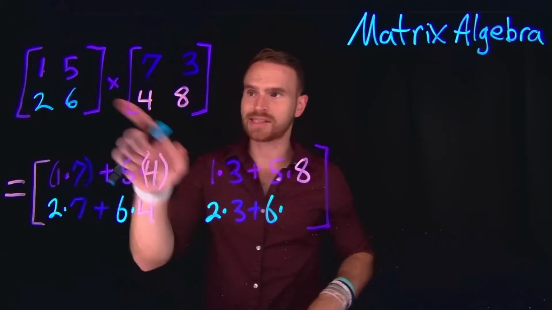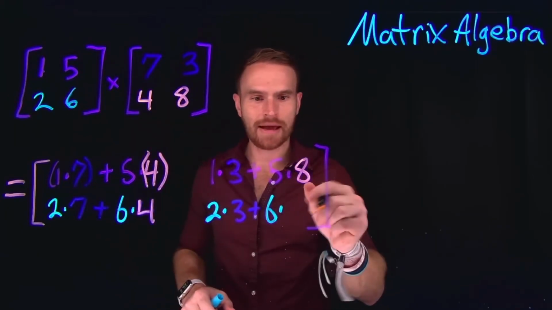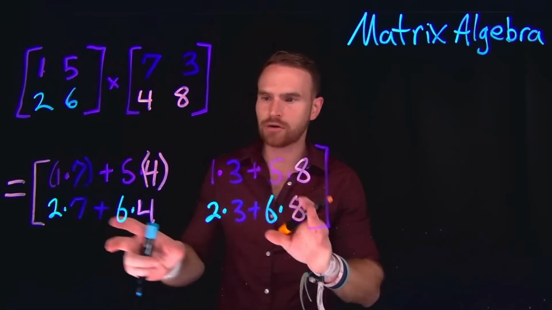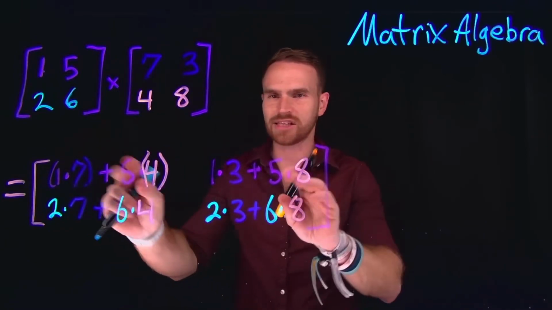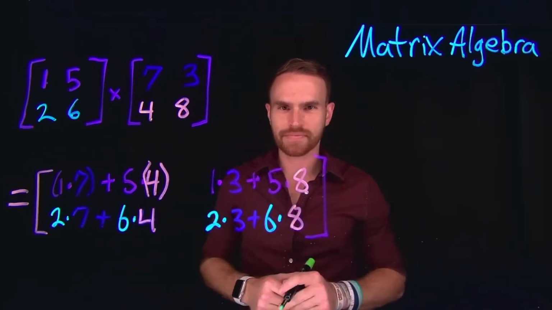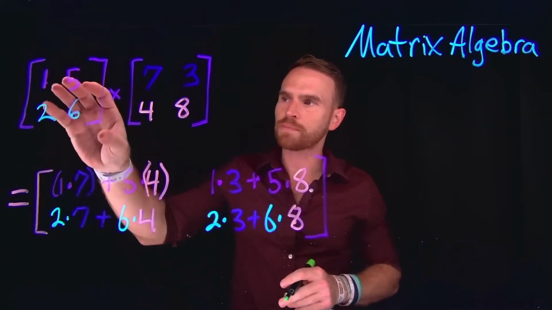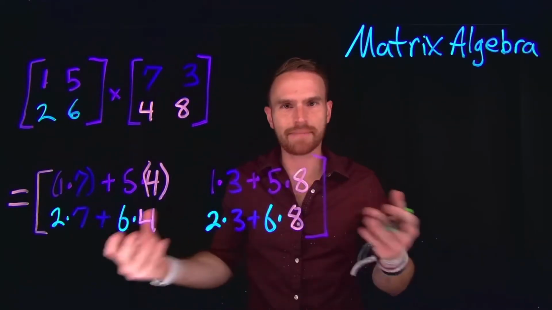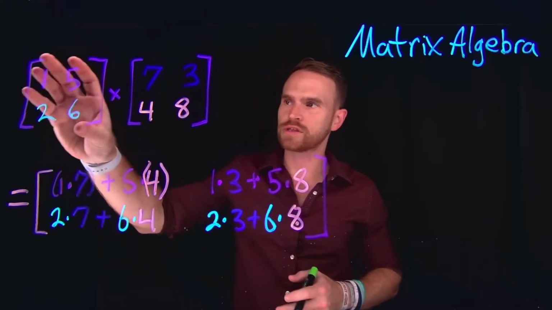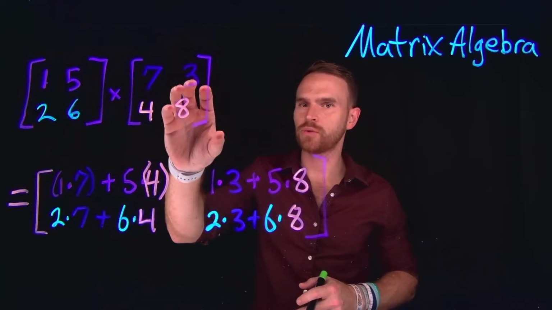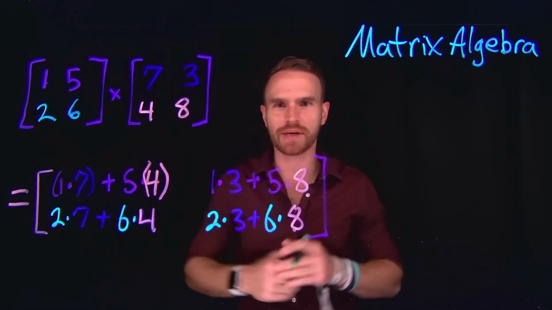So that's going to be 6 times 8. And that is going to give us all of our values, and now all we need to do is add these values together to get our new matrix. Now, importantly, anytime you multiply two matrices of the same kind, in other words, a 2 by 2 times a 2 by 2, your final matrix should also be a 2 by 2 matrix.